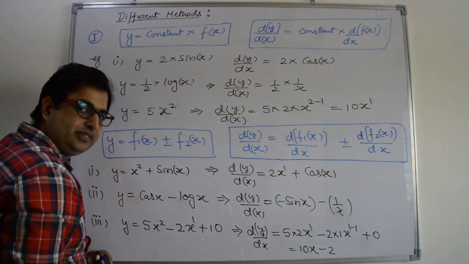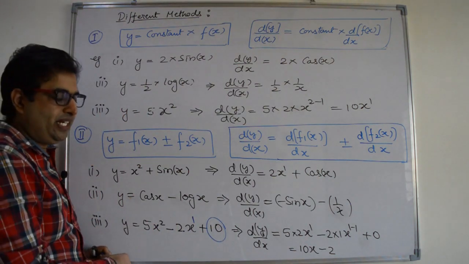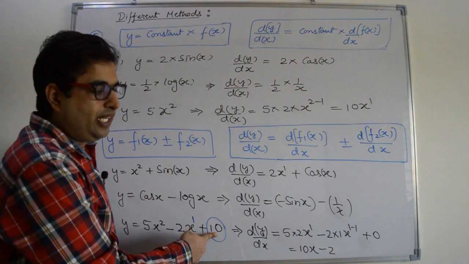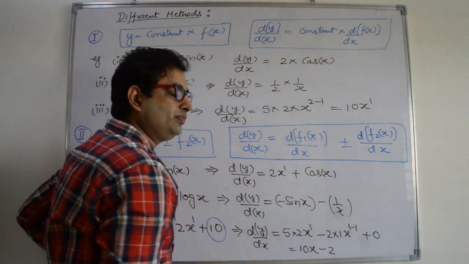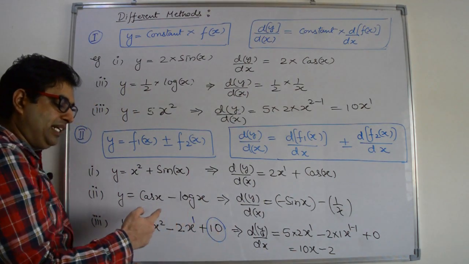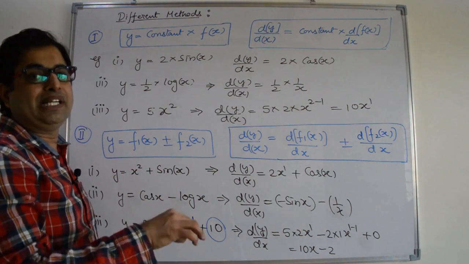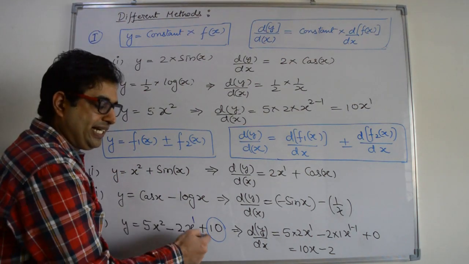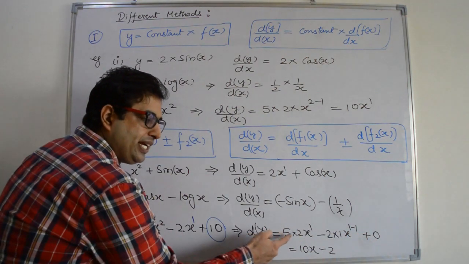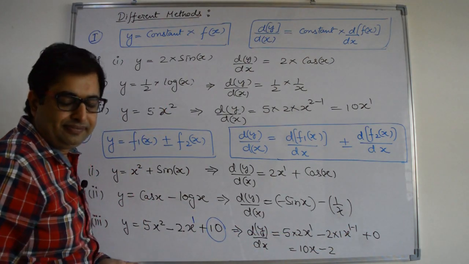What about the 10? 10 is a complete constant quantity. If 10 is a complete constant quantity, then the differentiation of a constant quantity is always equal to 0. So differentiation of 10 is 0. If 10 is in multiplication with an x dependent thing, then we will keep 10 in multiplication. Right? Here 10 is a complete constant. So differentiation is 0. The answer is 10x minus 2. X power 0 is 1. Right?